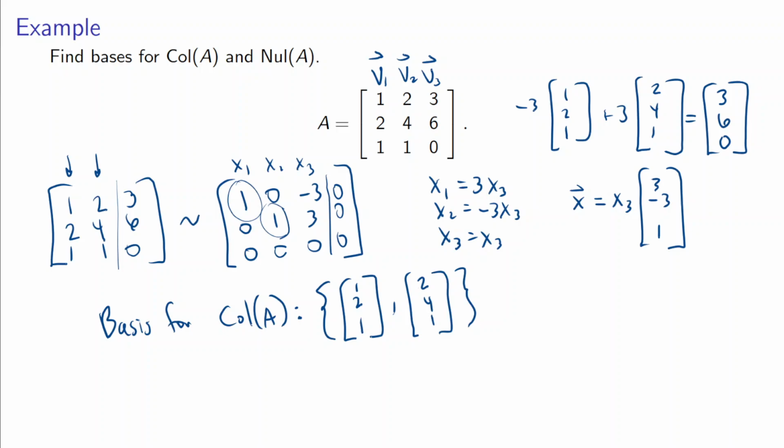So they're the span of that single vector. That single vector itself would form a linearly independent set. So therefore, a basis for the null space of A would just be the set consisting of that single vector.